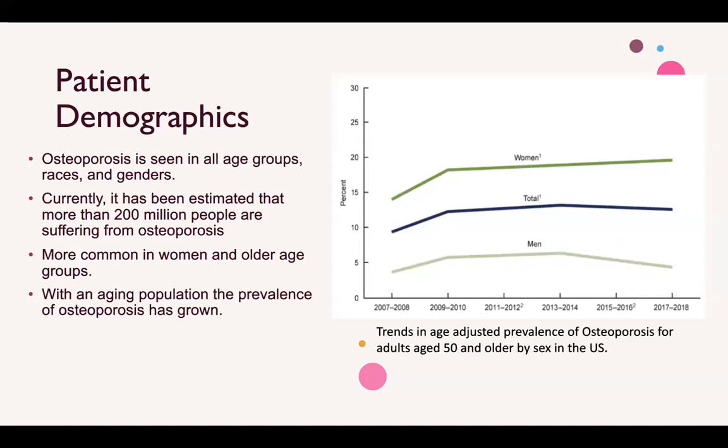Osteoporosis is a very common disease that is seen in all age groups, genders, and races. It's currently estimated that more than 200 million people are suffering with osteoporosis. Osteoporosis is more common in women and older age groups. The prevalence of osteoporosis and osteopenia has been growing with the aging population that is living longer. Since we are living longer, more people are at higher risk. The figure to the right displays how the prevalence of osteoporosis has grown in adults aged 50 or older. It's important to note the higher percentage of prevalence in the female group as opposed to the male group.